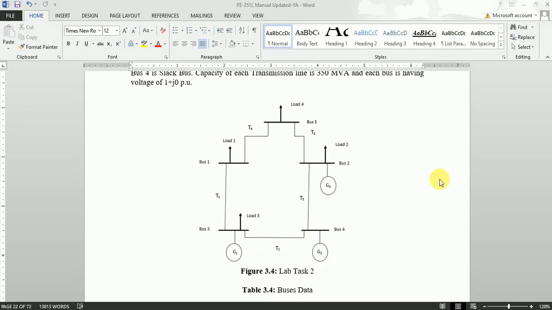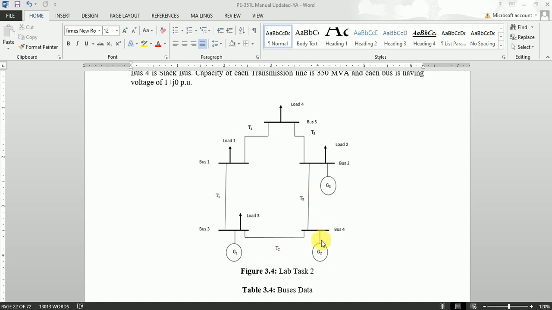In the last video we saw the simulations of a 4 bus electric power network inside the PowerWorld Simulator. In this video we will see the simulations of a 5 bus electric power network inside the PowerWorld Simulator.